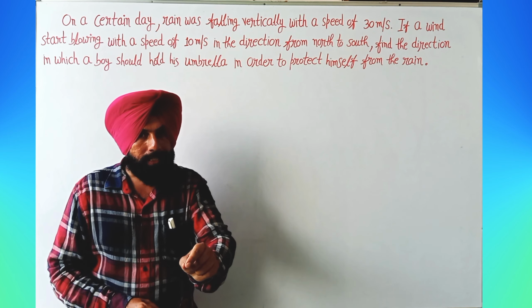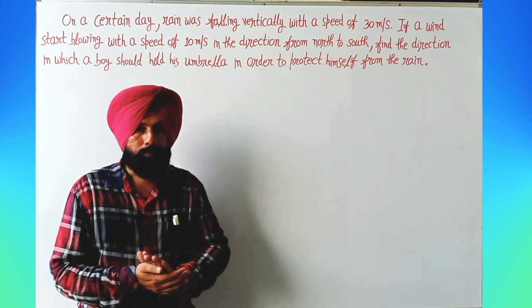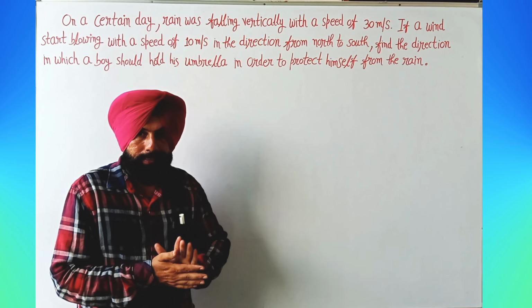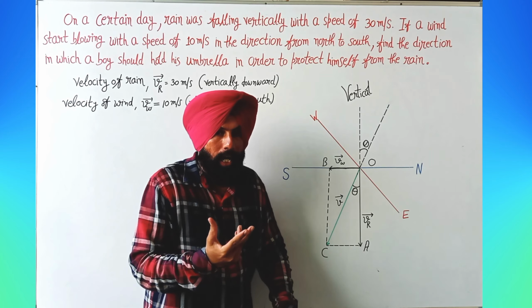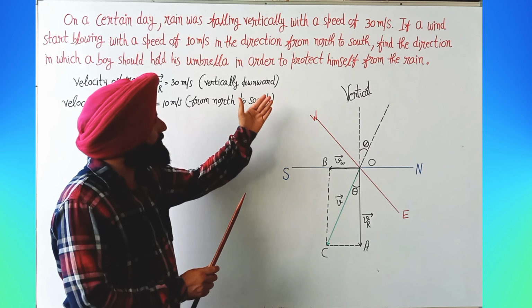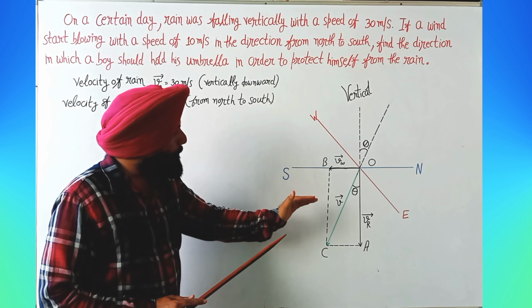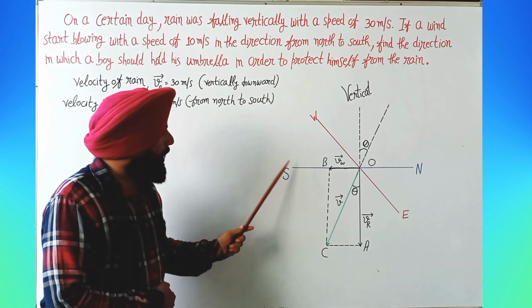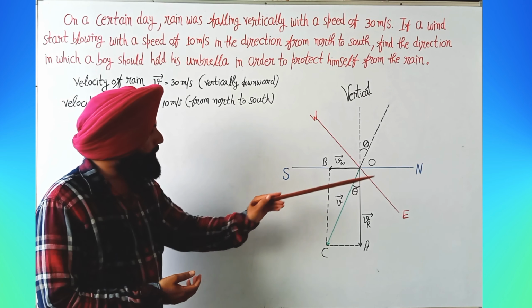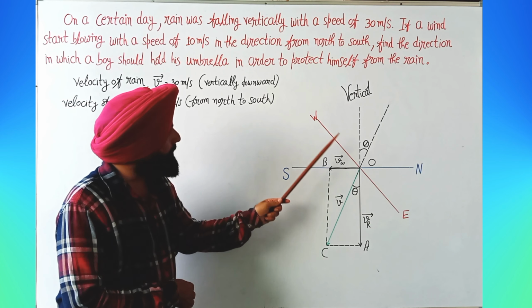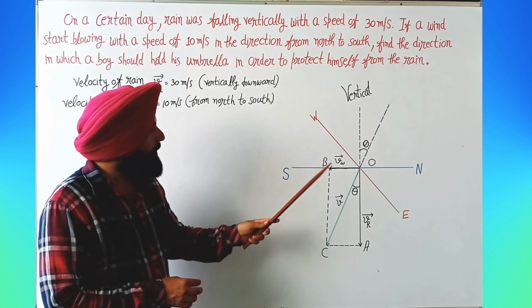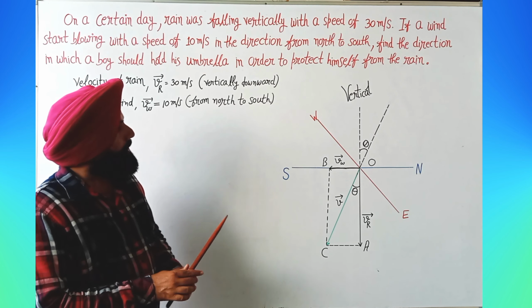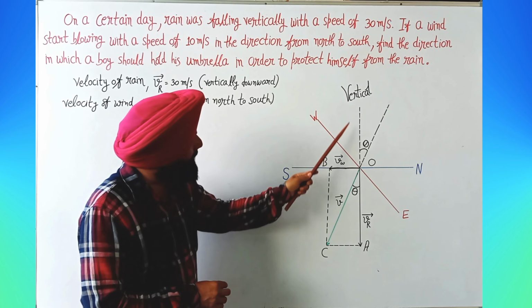Now let us start the numerical. First of all, we will make a diagram related to this numerical. So students, according to the statement, this is the diagram of this numerical. The north south direction is represented by the blue line, and the east and west direction is represented by the red line. Now this dotted line represents the vertical.